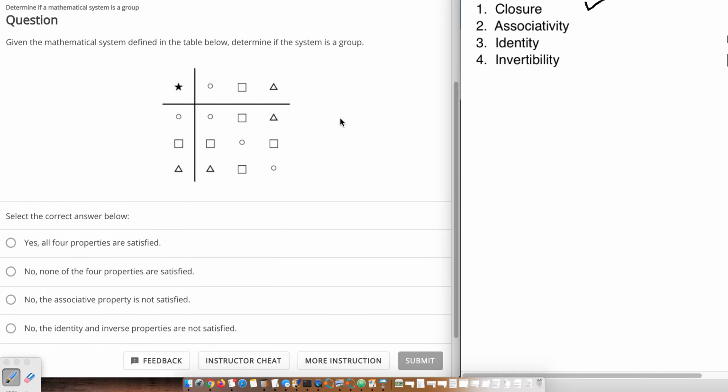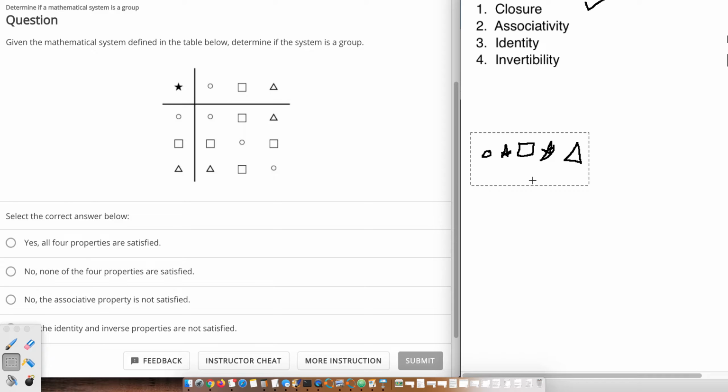The associativity property, it's easier when you've got a 3x3 matrix, okay? Associativity means the order you do something in. So like A, star, square, star, triangle.